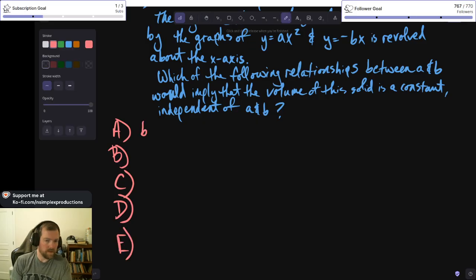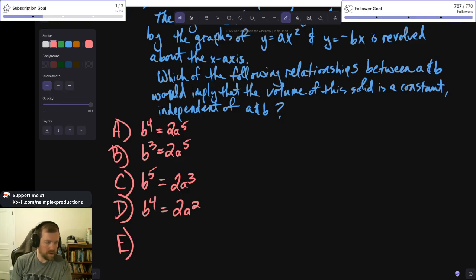So could it be that b to the fourth is equal to 2a to the fifth, or b to the third is equal to 2a to the fifth, or b to the fifth is equal to 2a to the third, b to the fourth is equal to 2a squared, or b squared is equal to 2a cubed?